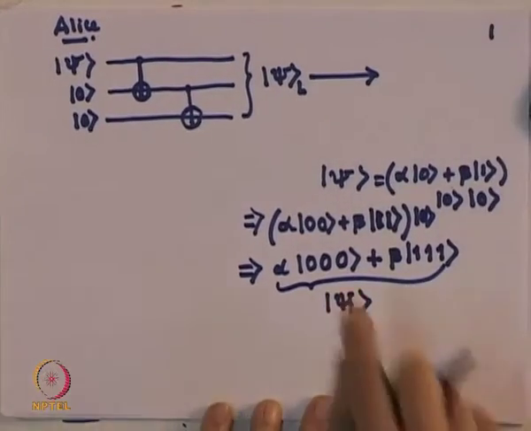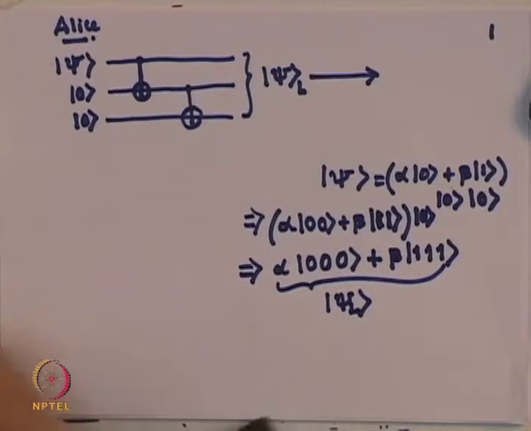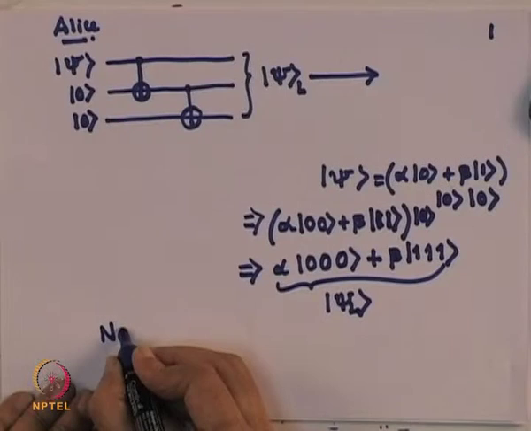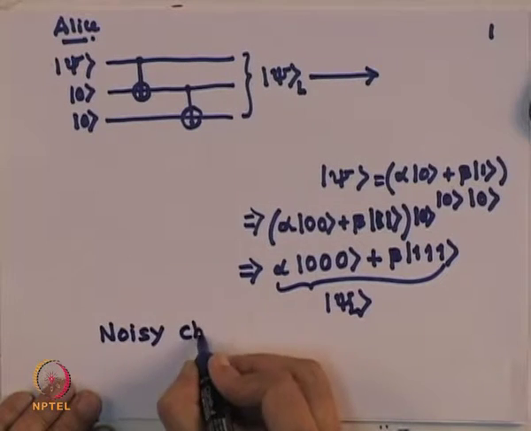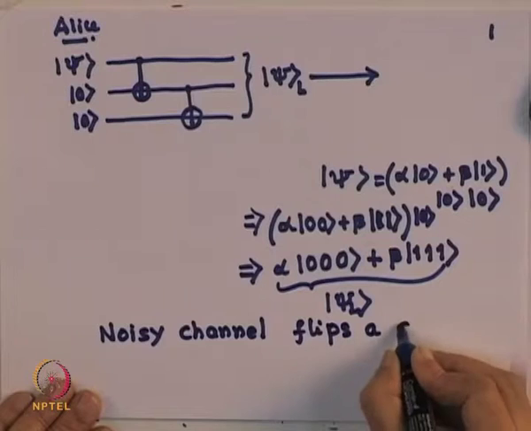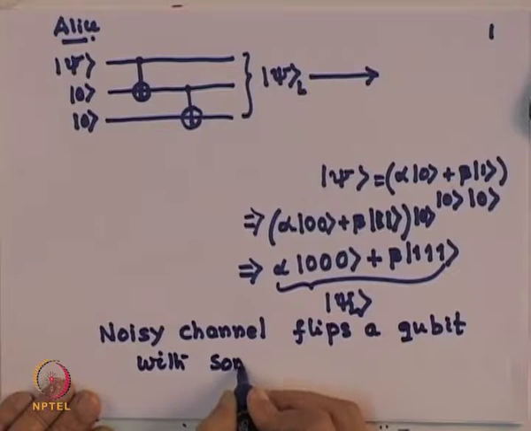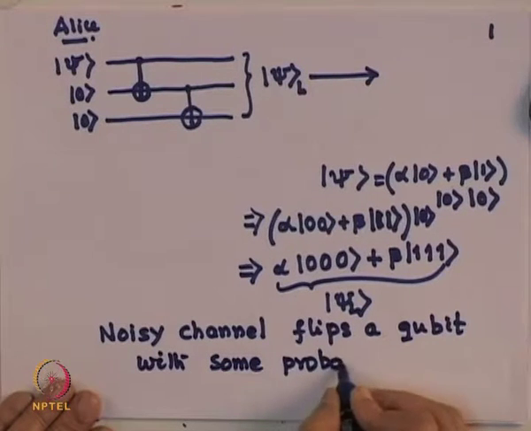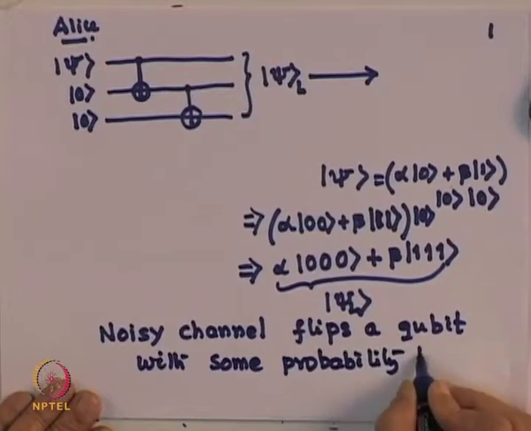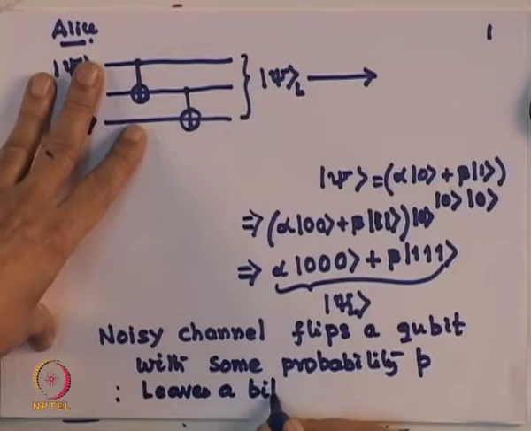Now, I have a noisy channel which flips a bit, and let me say it flips a qubit with some probability p, and leaves a bit unchanged with a probability which is obviously 1 minus p.